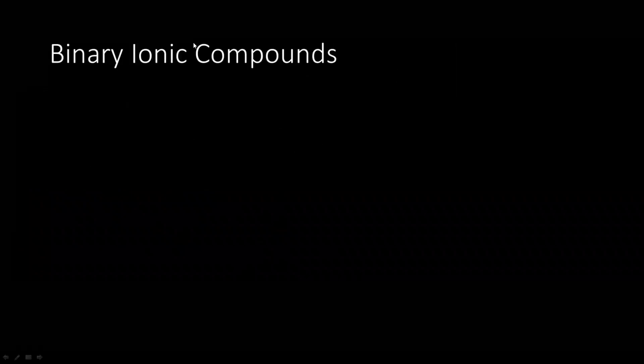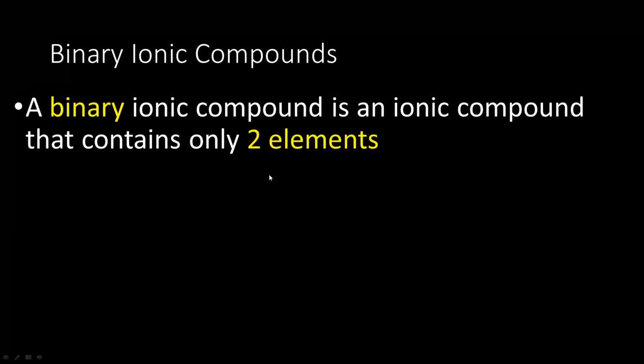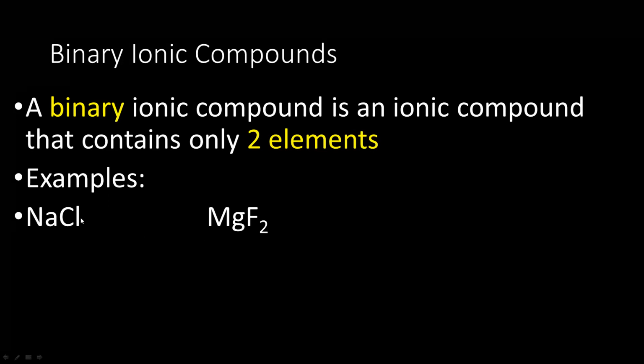What we're going to be doing in the beginning are binary ionic compounds. They're only made of 2 elements. Our examples, again, sodium chloride, that's always the example. Magnesium fluoride is another one. It doesn't have to be any particular two, just that it's made of two. So even though this has 3 total atoms, there's only 2 elements in it.